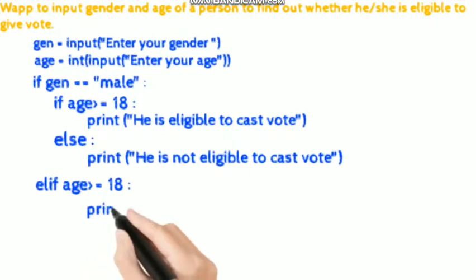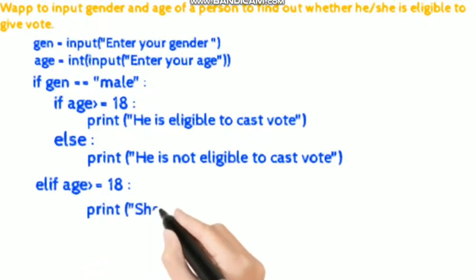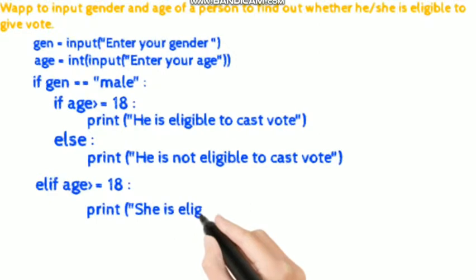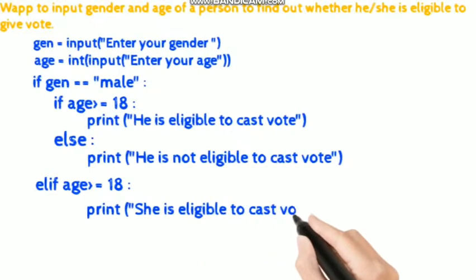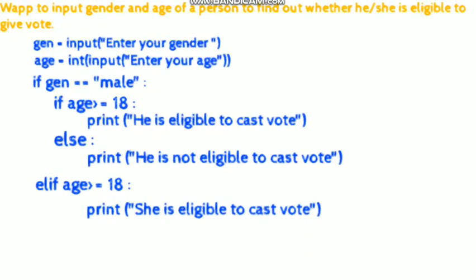Now if the gender is not male, then it will go with elif age is greater than 18. So elif age greater than 18 will execute when the person is female. So female as well as greater than 18, it will simply print she is eligible to cast vote. Then we can specify one more else for this elif, that is if the person is not male as well as not greater than 18, in this case it will print she is not eligible to cast vote.